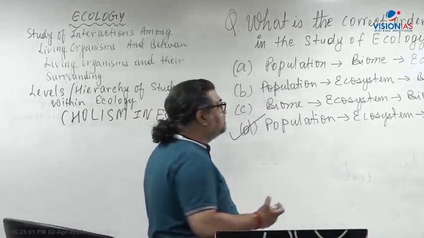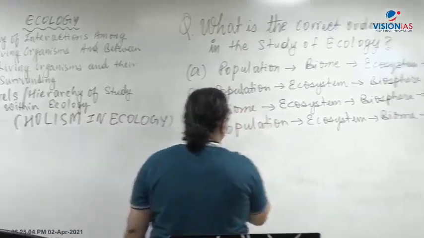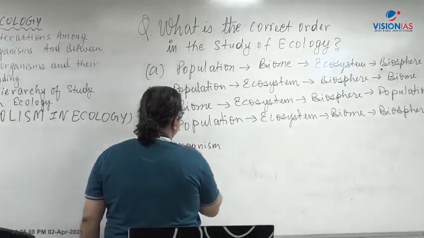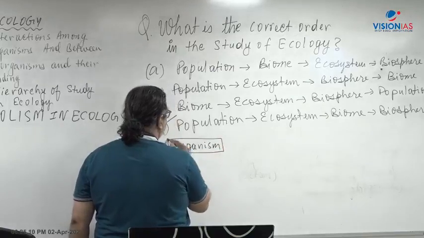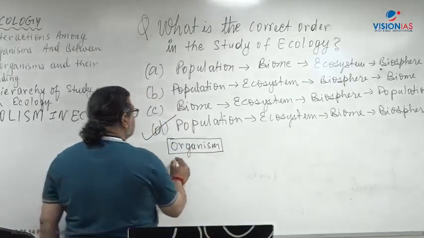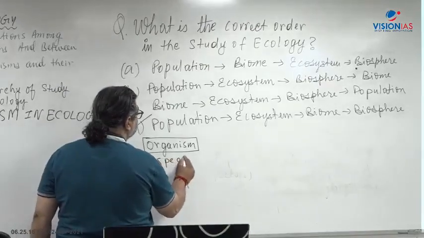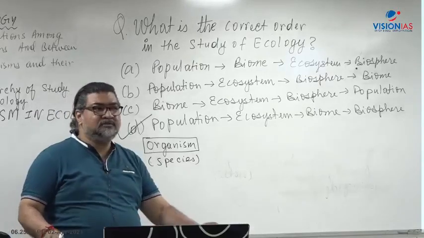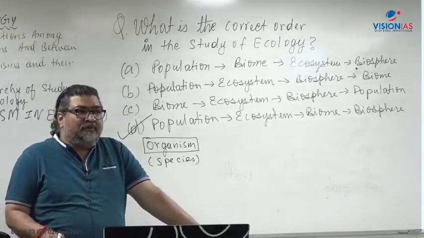This question which I have asked. See, the first level of study is the organism. An organism is the first level of study in the subject of ecology. And you all know an organism will belong to a species. What is species? When it's a tiger as a species or human being as a species, what do you mean by that term?